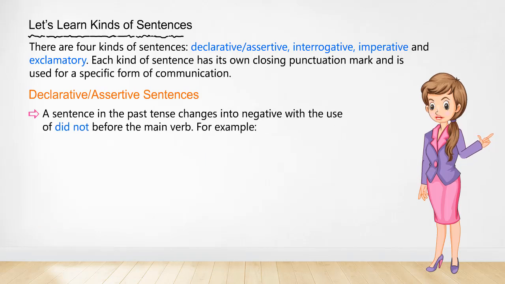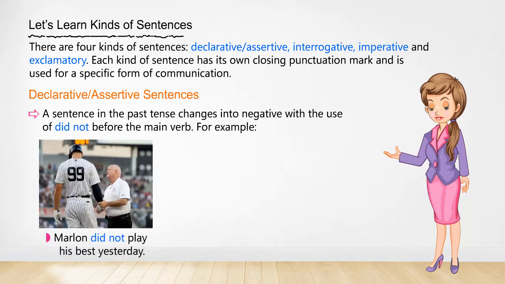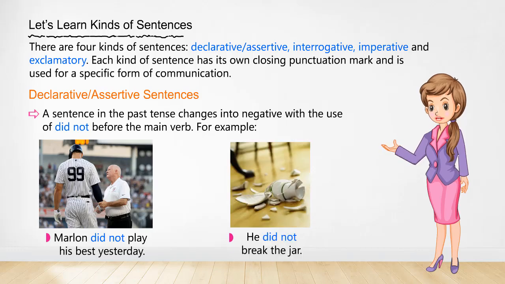A sentence in the past tense changes into negative with the use of did not before the main verb. For example, Marlon did not play his best yesterday. He did not break the jar.